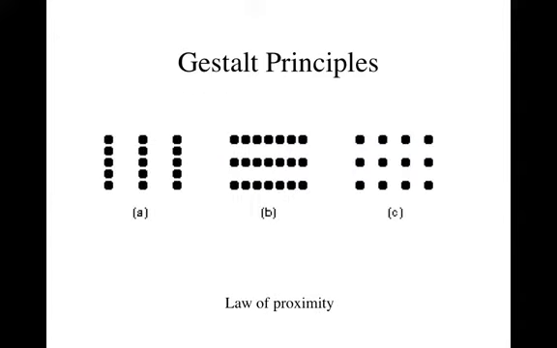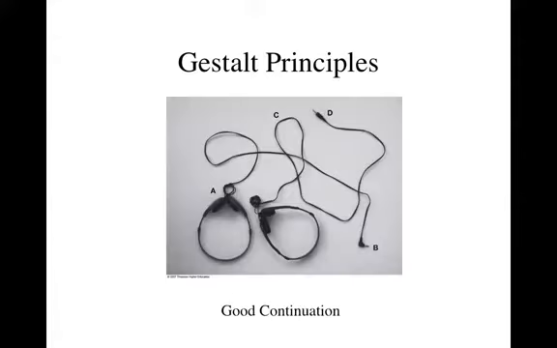Another one is proximity. Again, we tend to see these as grouping, not these. So the horizontal versus the vertical. And again, it's because parts of objects tend to be closer together to one another than parts of different objects.